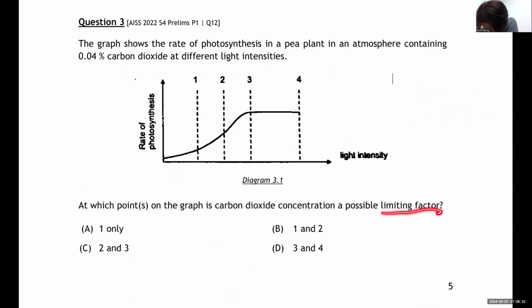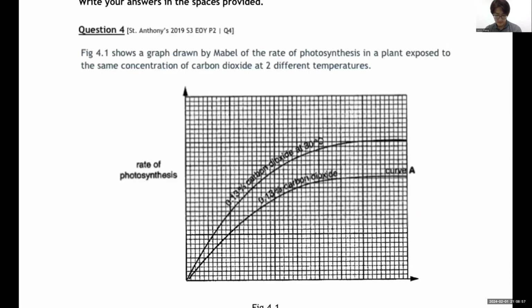Limiting factor, carbon dioxide concentration. Remember the shape of the graph? So therefore, when is carbon dioxide concentration limiting the rate of photosynthesis? 3 and 4, when it's no longer freezing. That's it. Okay.